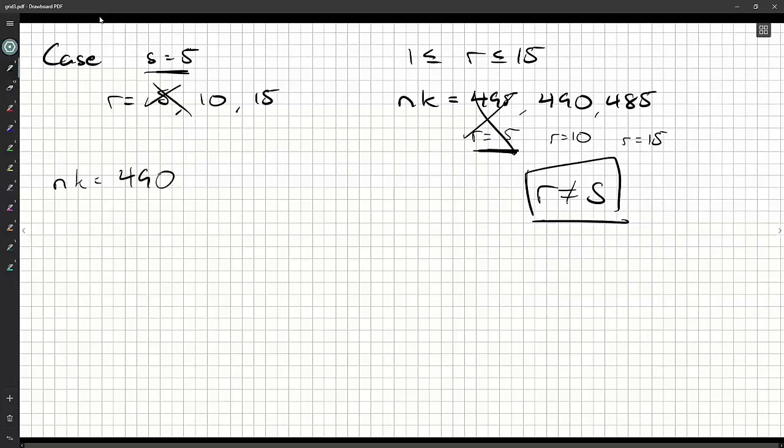So 490 has factors of, well, I know it's got to have a factor of 5. So it's 98 times 5. 98 is 2 times 7 squared. So what could n be here? And remember, n has to be a multiple of s, so n has to have the 5. So n could be 5. That's not going to work. Oh, wait. Could it work?